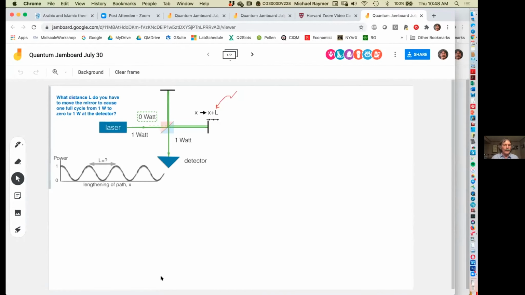So we're on page 1 of the Jamboard for July 30th, as it says in the upper left corner. I'm sharing my screen, so you can type or write in answers. It's a little bit subtle. Think about what happens when the light travels to the mirror, which has been moved, and then it travels back along the same path.